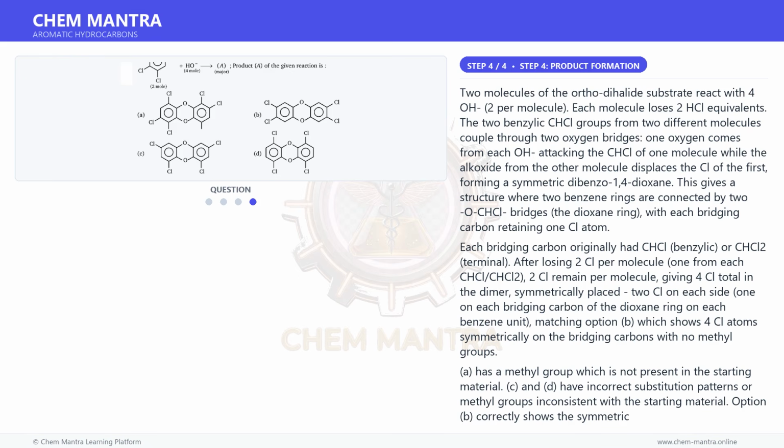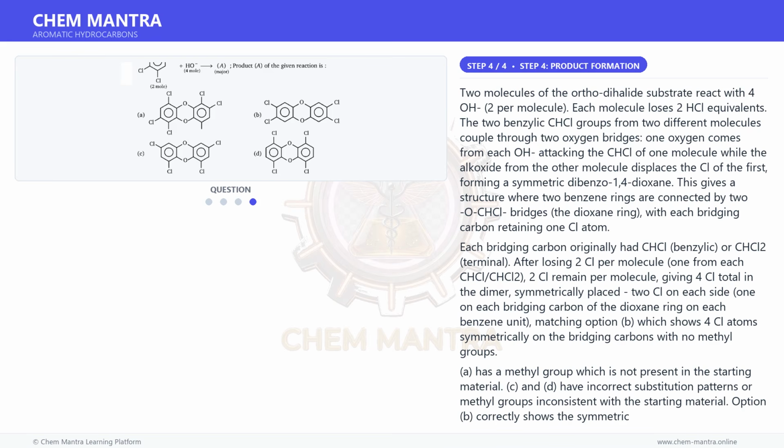The 2 benzylic CHCl groups from 2 different molecules couple through 2 oxygen bridges. 1 oxygen comes from each OH attacking the CHCl of one molecule, while the alkoxide from the other molecule displaces the Cl of the first, forming a symmetric dibenzo-1,4-dioxane. This gives a structure where 2 benzene rings are connected by 2 OCHCl bridges, the dioxane ring, with each bridging carbon retaining 1 Cl atom.